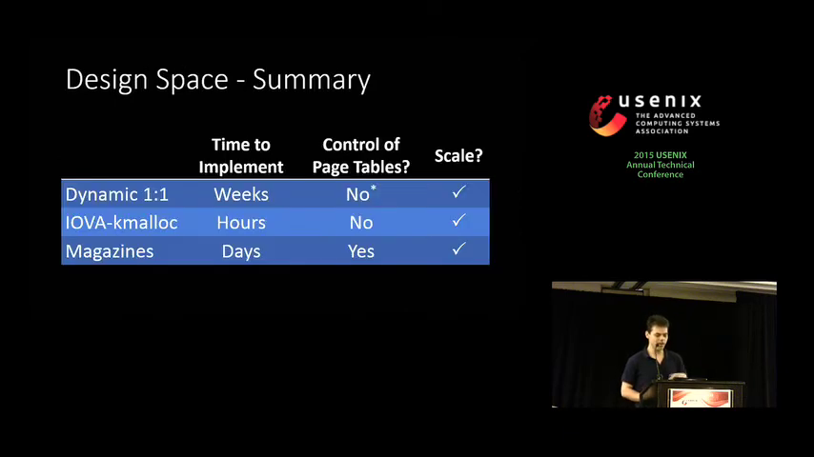To summarize the design-specific exploration, we tried to estimate subjectively how long it would take us to re-implement all of these approaches. Dynamic identity is the hardest one to implement, probably because you do have contention on these top-level page table entries and you need to manage the reference counts with atomic operations. Kmalloc, by contrast, is the simplest one to implement: simply change IOVA alloc to kmalloc and IOVA free to kfree. And magazines is a relatively simple solution, and it has the obvious upside that it can control the page table waste.